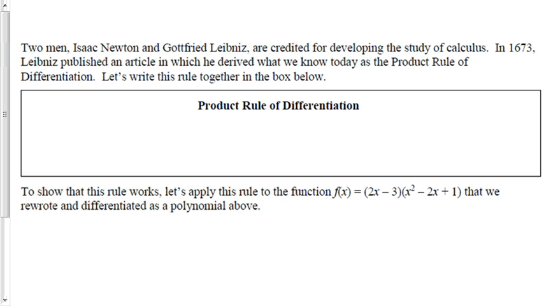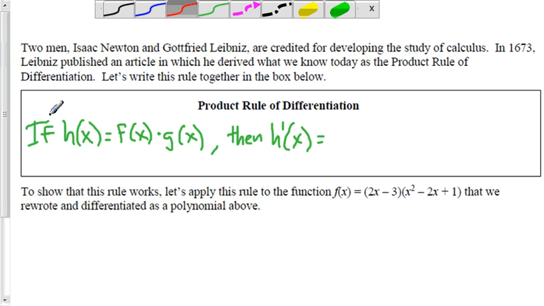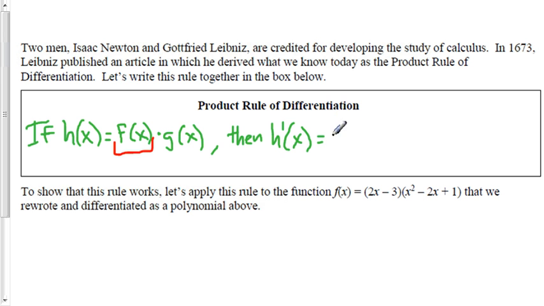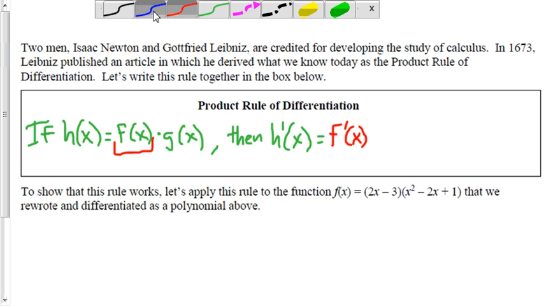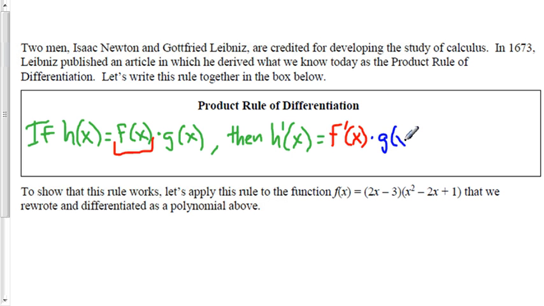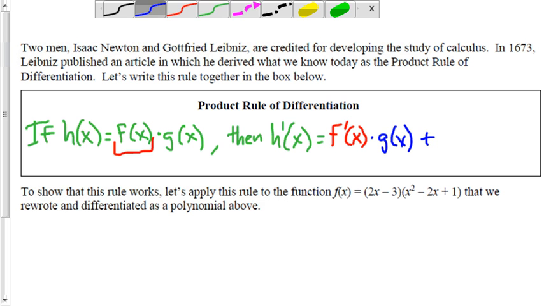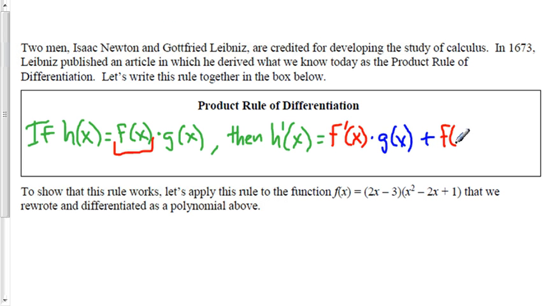So let's write this rule down, and then we're going to use that to do an example. Okay, so if we're given some function that is the product of two other functions, so if h of x equals the product of f of x and g of x, then the derivative is going to be equal to, so here's my first function, f of x, the derivative of f of x times just regular g of x, so the derivative of the first times the second, and then we're going to add that to just the first term, f of x, not the derivative, times, and now we're going to take the derivative of the second function. And there's my second function right there.